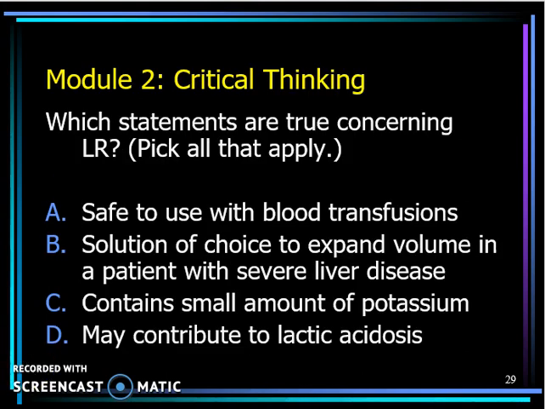Critical thinking question. What are we worried about with lactated ringers? Can we give it with blood? No, we cannot. That's only 0.9 normal saline. Solution to choose to expand volume in patients with severe liver disease? No. If you remember, it's metabolized in the liver, so we would put the liver into liver failure. It does, yes, that's a yes for C because it does have a small amount of potassium. It may contribute to lactic acidosis. That's a no. It actually may contribute to metabolic alkalosis because it's converted to bicarb after it is converted in the liver.